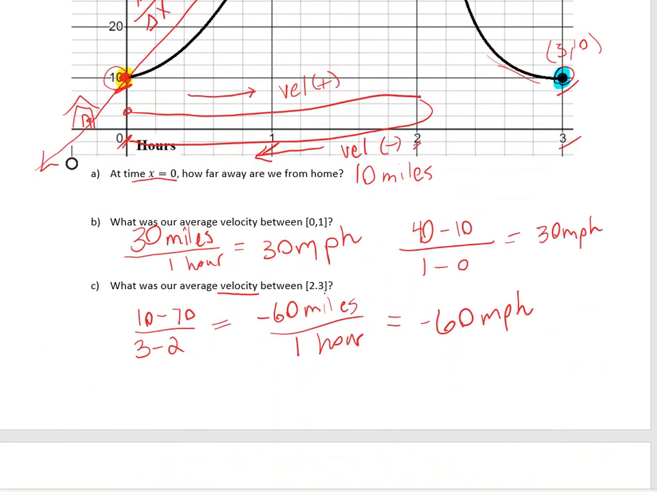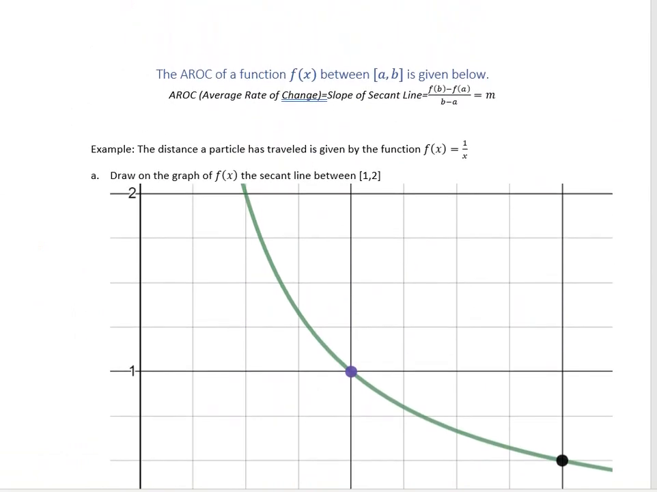So what that leads us to is our very first theorem, which is that the average rate of change of a function between points a and b is the slope of the secant line, which is going to be f of b minus f of a over b minus a, and that will equal m, our slope.